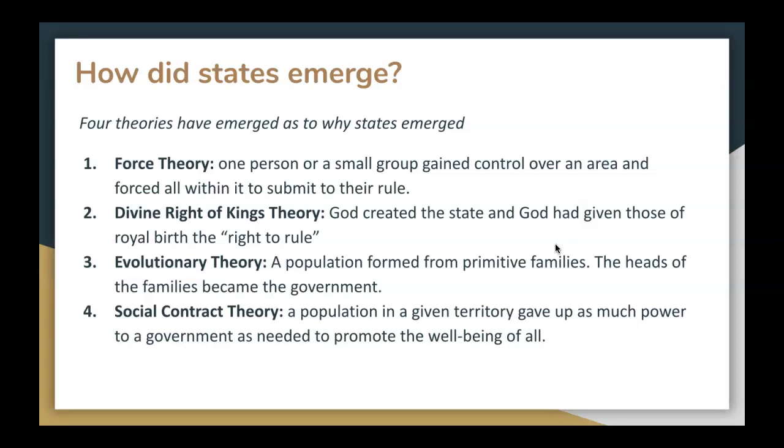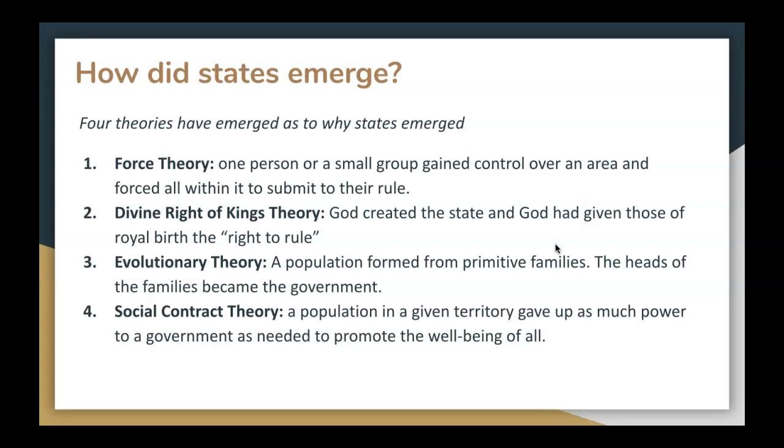This theory implies that people were systematically forced to accept some type of institution of power or central force of rulership. Divine right of kings theory, which is the theory that God created the state, and God had given those of royal birth the right to rule. This theory suggests that people believe that government was divinely inspired and or that people who lead it have been divinely influenced to have control over the people.